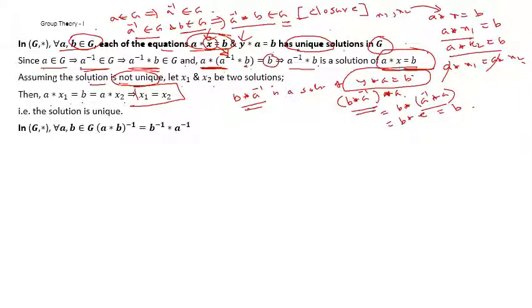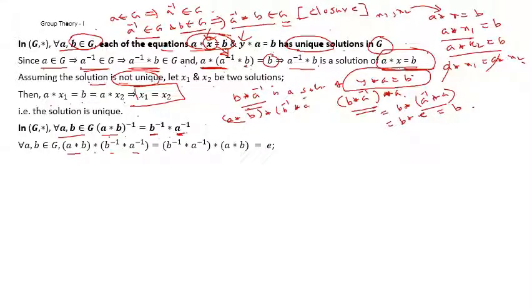Finally, another interesting property: in a group G star, for all A, B belongs to G, A star B whole inverse is nothing but B inverse star A inverse. অর্থাৎ আমরা দেখাবো যে A star B এর ইনভার্সটা হচ্ছে B inverse star A inverse. তার জন্য আমরা কি করব, we compose, multiply কথাটা ভুল হলো, we compose B inverse star A inverse with A star B. So we are composing this A star B composition B inverse star A inverse. We compose this A star B star B inverse star A inverse.